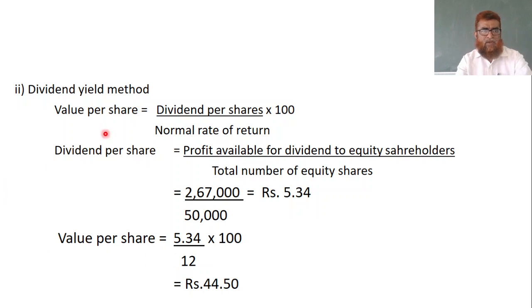Next is the second one, dividend yield method. Formula is value per share is equal to dividend per share into 100 divided by normal rate of return into 100. Dividend per share is equal to profit available for dividend to equity shareholders divided by total number of equity shares. So profit available is 2,67,000. Then the number of equity shares, not equity capital, is 50,000. You will get 5.34. Now again, value per share is equal to dividend per share 5.34, normal rate of return 12 into 100, 44 rupees 50 paise. Here also we get the same amount.